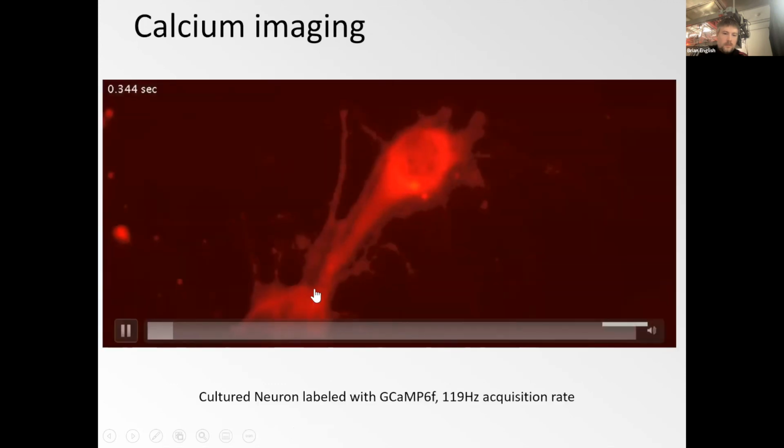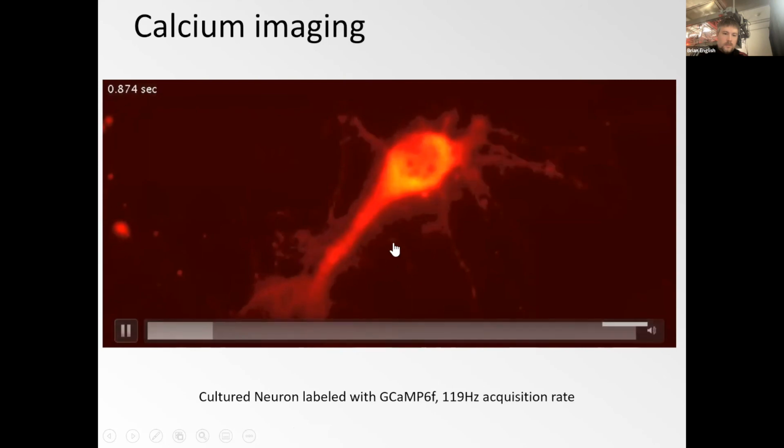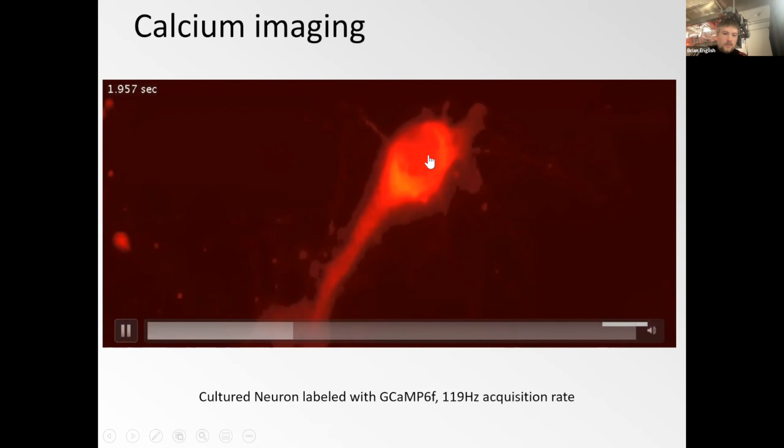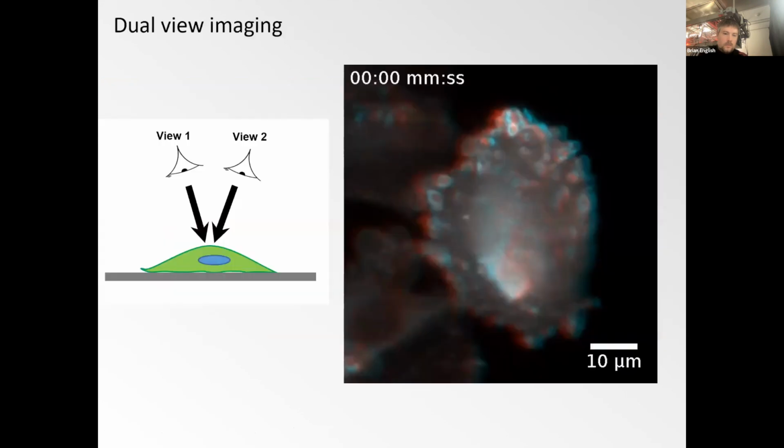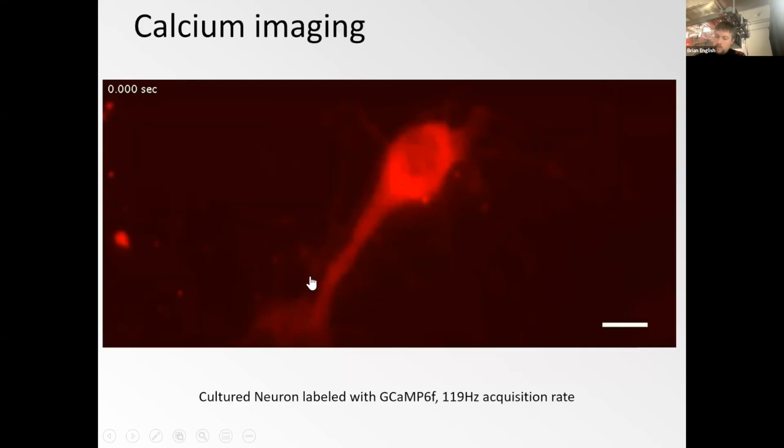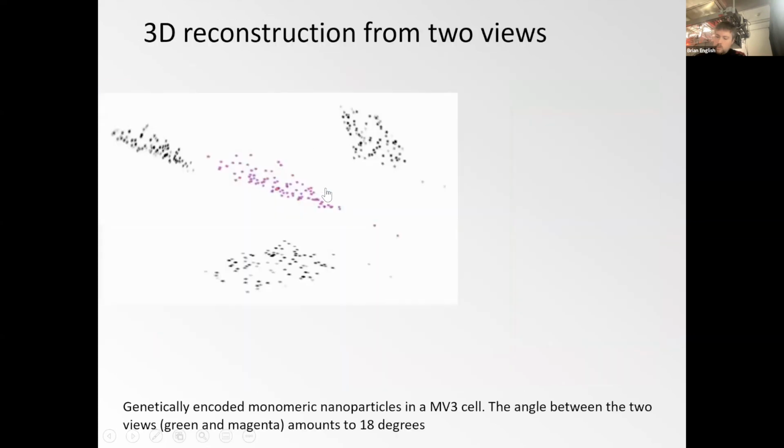And here, this was at roughly 120 Hertz acquisition rate. This is a cultured neuron labeled with GCaMP firing, and we also slowly changed the viewing angle. Given that I'm running out of time, you can also do a kind of virtual reality viewing by quickly computing two different views of the sample. If you had 3D glasses, this cell would pop out, and you can also infer 3D information.